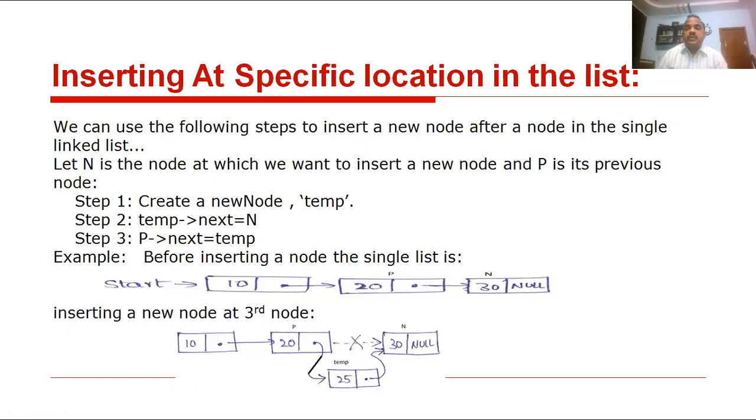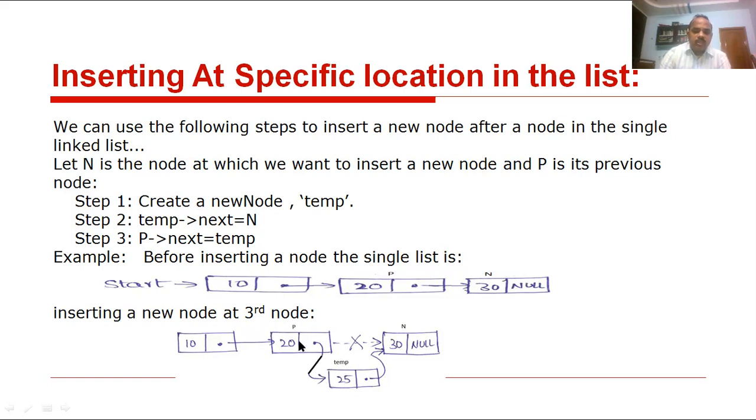So, inserting at a specific location in the list. Which location do you want to insert an element at? For example, I want to insert an element at the second location: 0, 1, 2, second location. Then you create a new node temp, temp to next equal to n, then p to next equal to temp. Before inserting a new node, this is the single linked list. Then inserting a new node at the third node, this is after inserting. So anywhere in the list, after inserting at the second position.